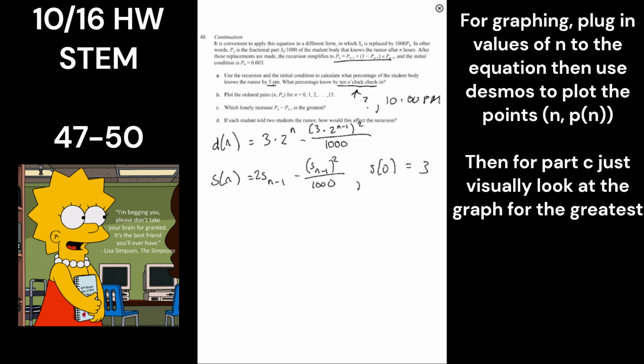Now, what does that mean? Why did we create this d sub n over here? The reason is that this question is asking by 5 p.m. So for d of 5, it equals 3 times 2 to the 5 minus 3 times 2 to the 5 minus 1, which is 4, over 1,000.